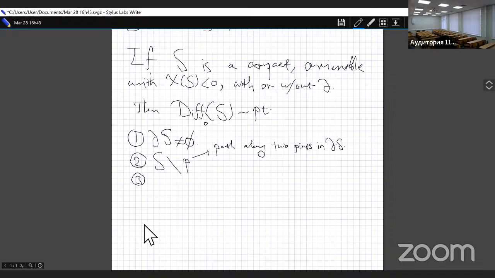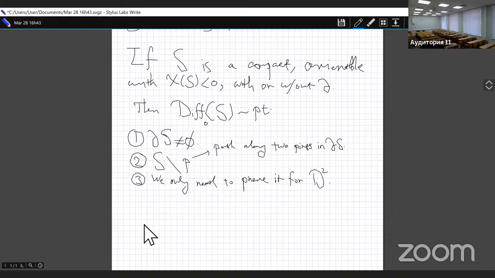If we do this, then the third part is that by doing this we can reduce the case of S to this. Then we only need to prove it for this.